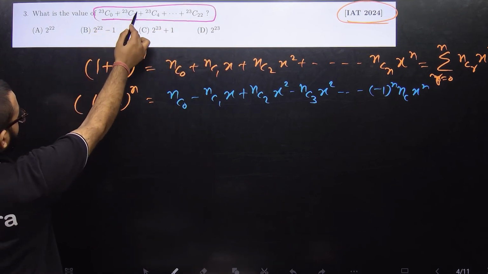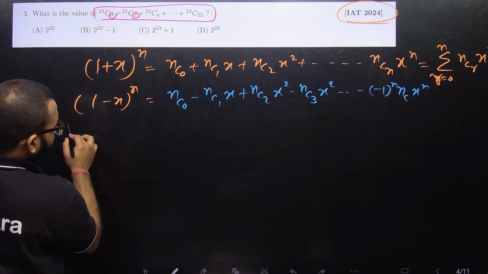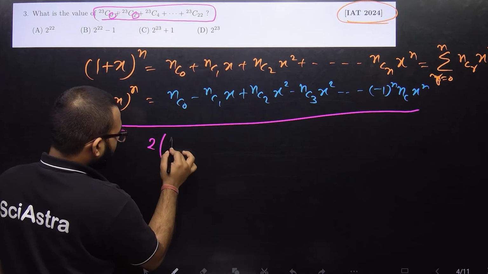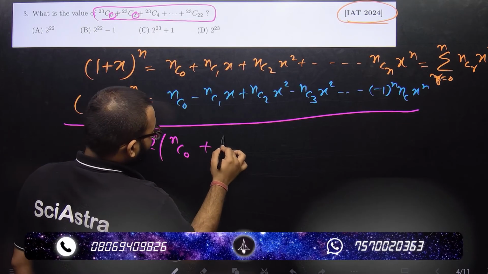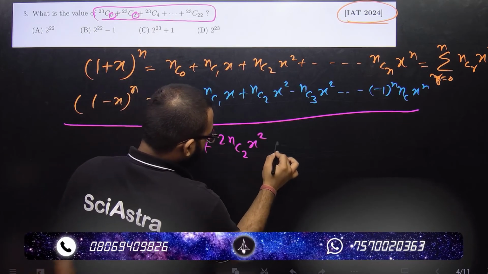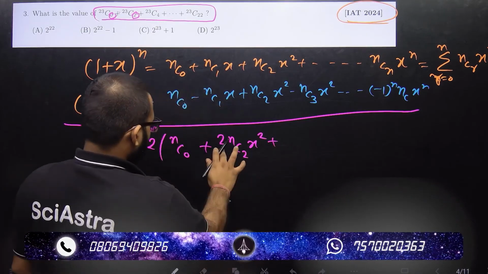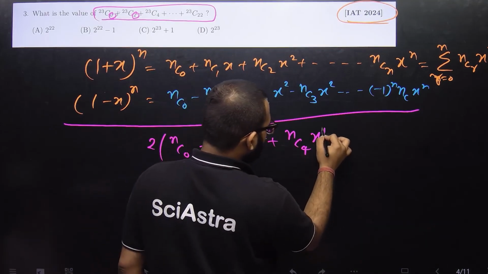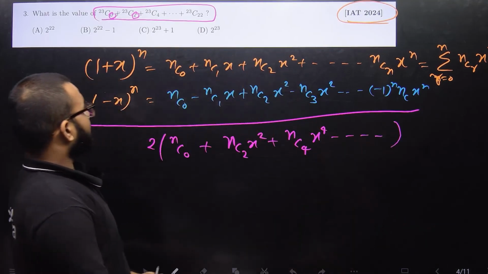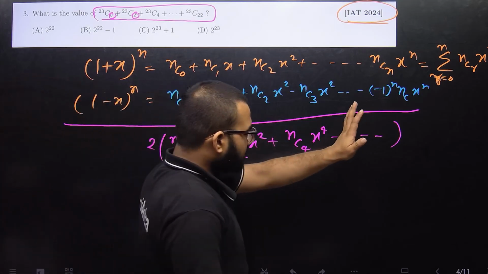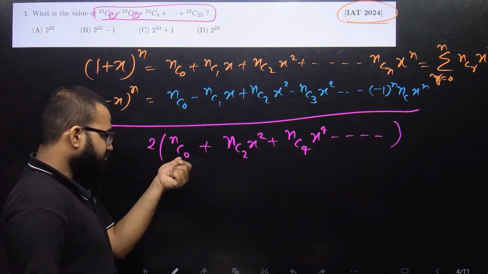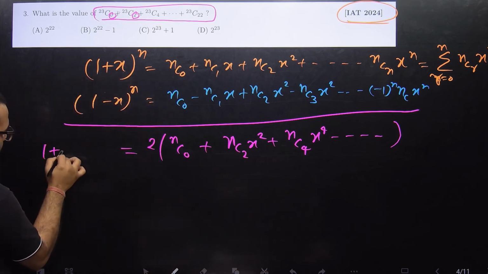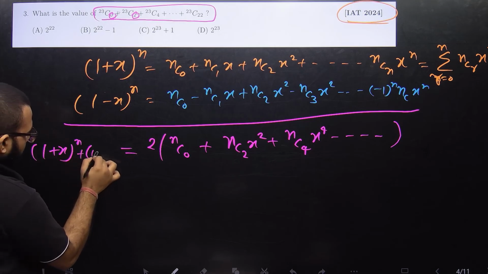23C0, 23C2, those coefficients are even. So if we add these two expansions, then we get 2 into nC0 plus 2 into nC2 x square plus nC4 x power 4 and so on, taking 2 common outside. Alright. And the last term will be even, not odd, because all the terms 0, 2, 4 are even. So (1 plus x) power n plus (1 minus x) power n.